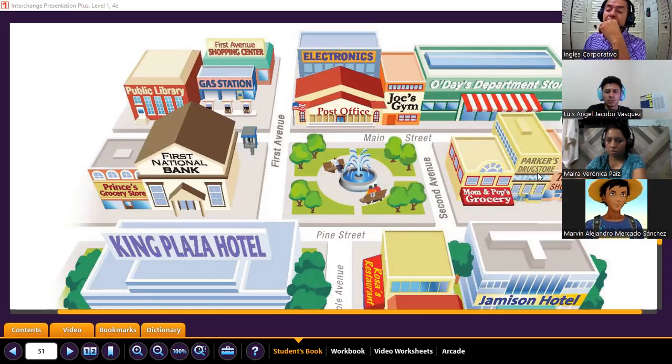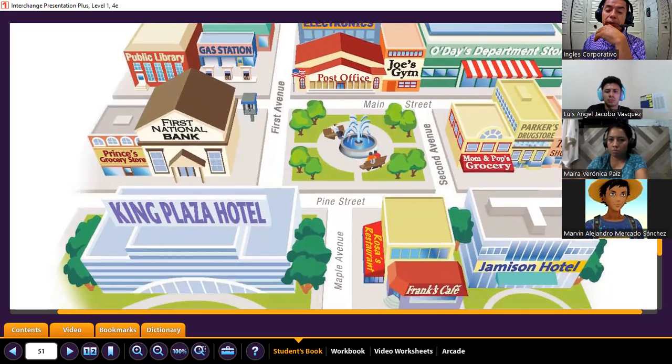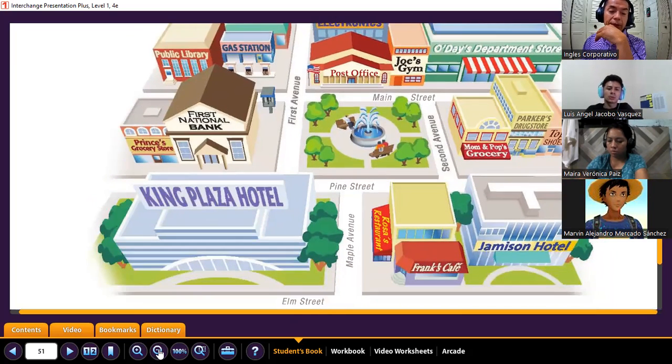Parker's Drugstore, aquí hay una farmacia también, mire, una zapatería, Top Shoes se llama. También tenemos varios hoteles. Let me see. Tenemos dos hoteles aquí, tenemos... Creo que vamos a hacerlo pequeñito más. Yes.